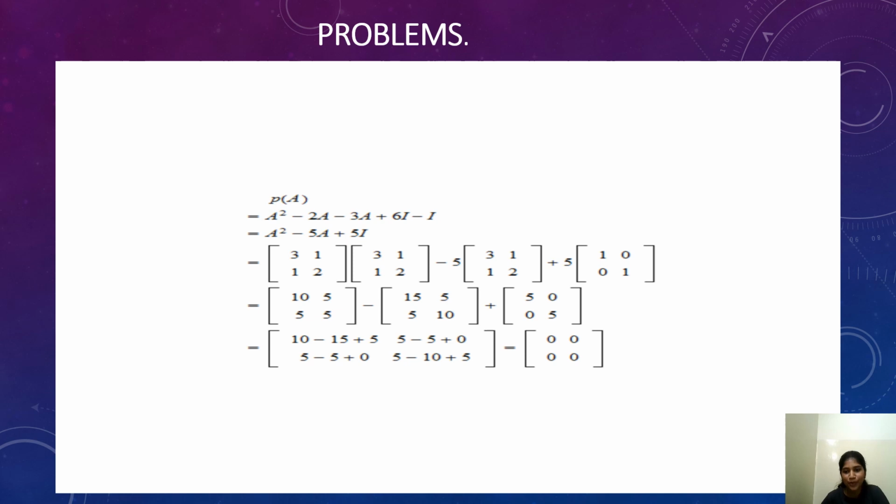Now let us solve some problems. P of A is equal to A squared minus 2A minus 3A plus 6I minus I, that is, A squared minus 5A plus 5I. Now we have to substitute the values and multiply the matrices. On solving this problem, we'll get the final answer as the identity matrix.